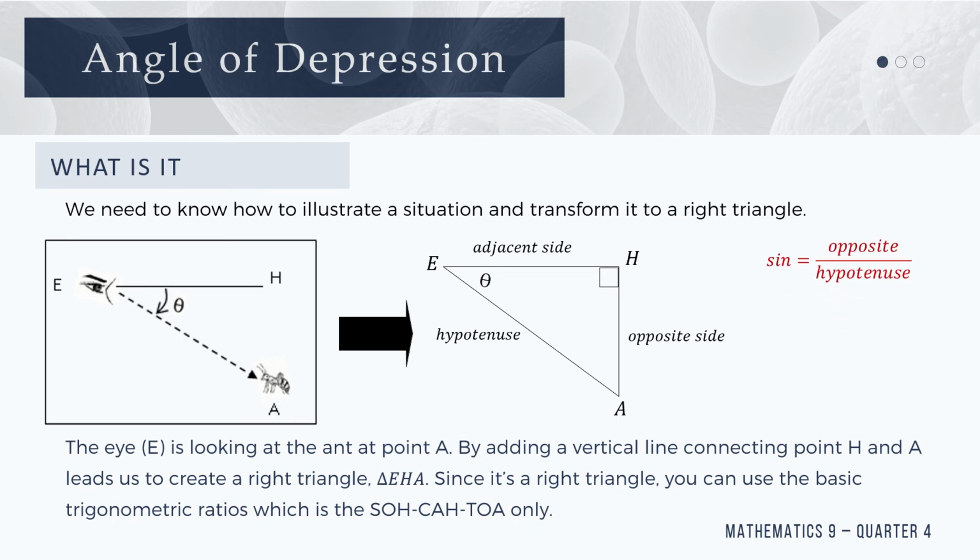So SOH stands for the sine function is equivalent to O for opposite over H for hypotenuse. CAH stands for cosine is equal to adjacent over hypotenuse. And lastly, TOA, which stands for tangent, is equivalent to opposite over adjacent. So kanirang tulo ka basic trigonometric ratios ang gamiton. Either one of them will be used to solve a given problem or situation involving angle of depression.